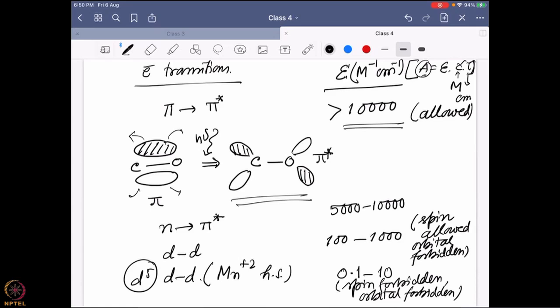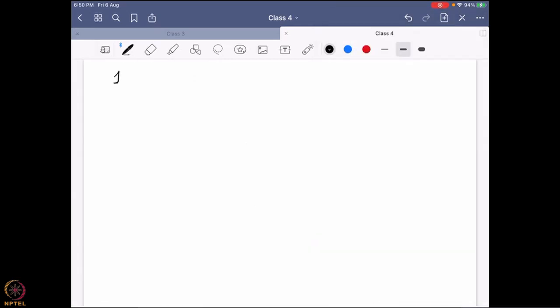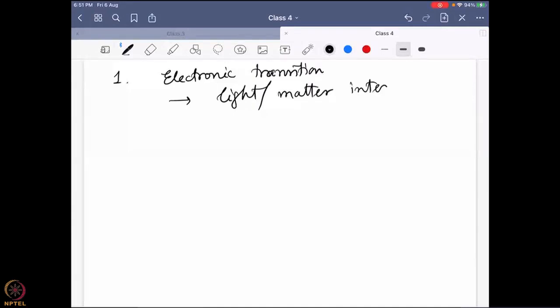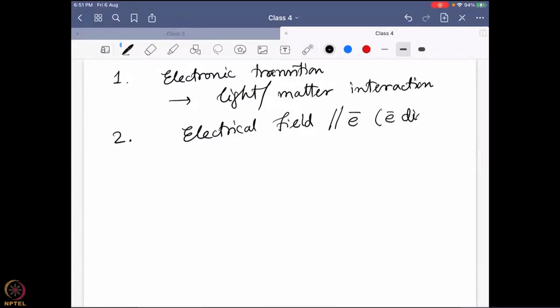So the main take-home messages for this particular class are the following. Electronic transition happens in a light-matter interaction. It happens mostly due to the electrical field interacting with the electronic field created by the electron itself. So it is the electron distribution that is getting affected.